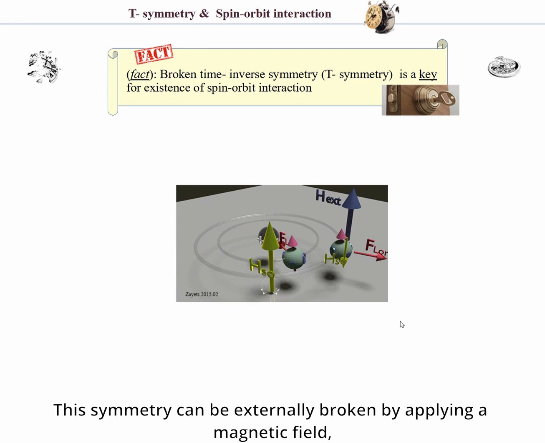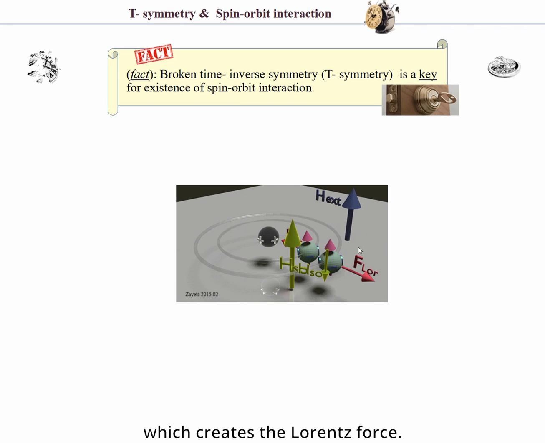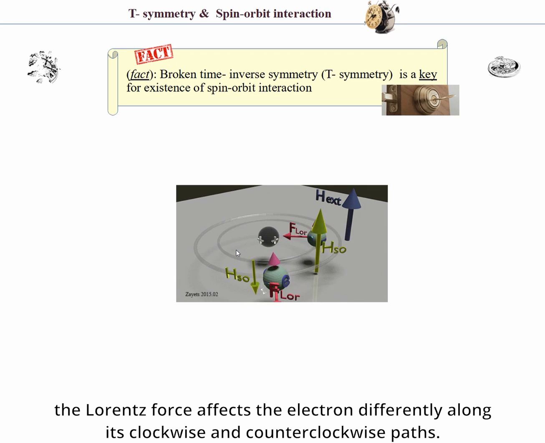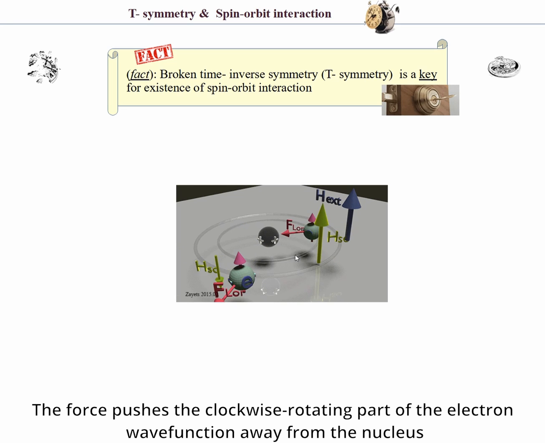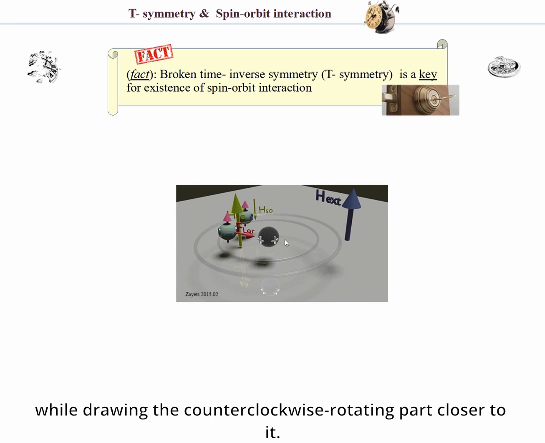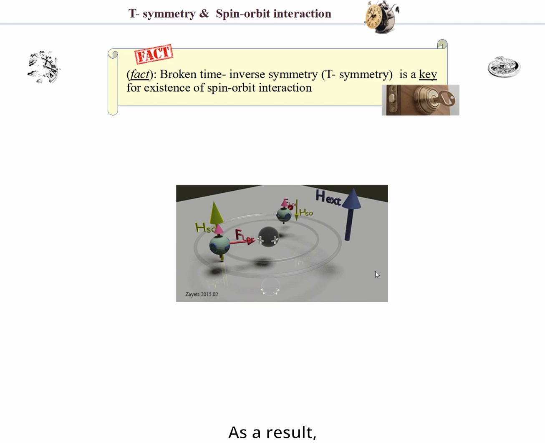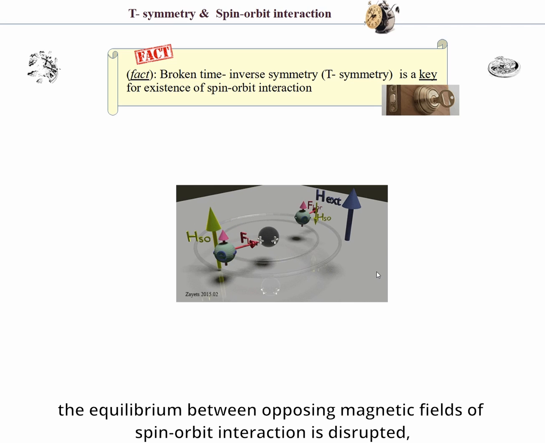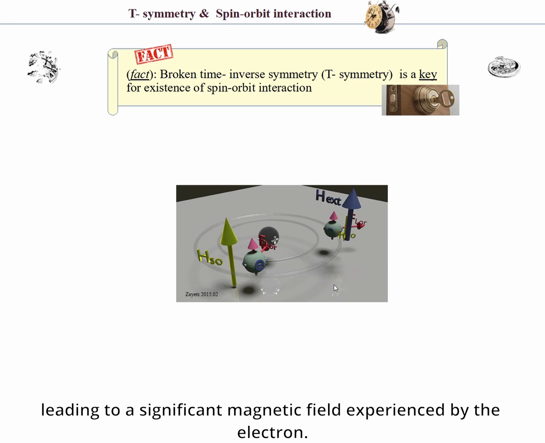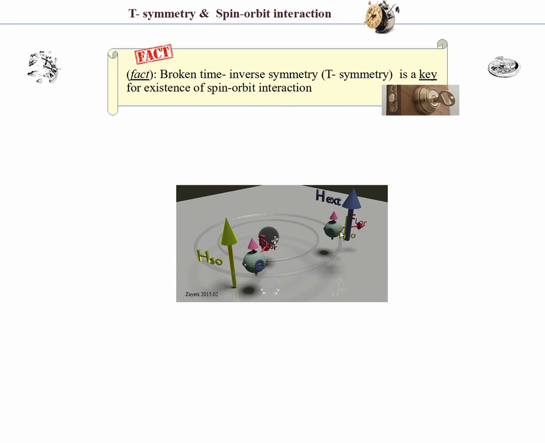This symmetry can be externally broken by applying a magnetic field, which creates the Lorentz force, shown by red arrows. Consequently, the Lorentz force affects the electron differently along its clockwise and counterclockwise paths. The force pushes the clockwise rotating part of electron wave function away from the nucleus, while drawing the counterclockwise rotating part closer to it. This creates a disparity in the electric field experienced by these two rotations. As a result, the equilibrium between opposing magnetic fields of spin-orbit interaction is disrupted, leading to a significant magnetic field experienced by the electron, shown in green.